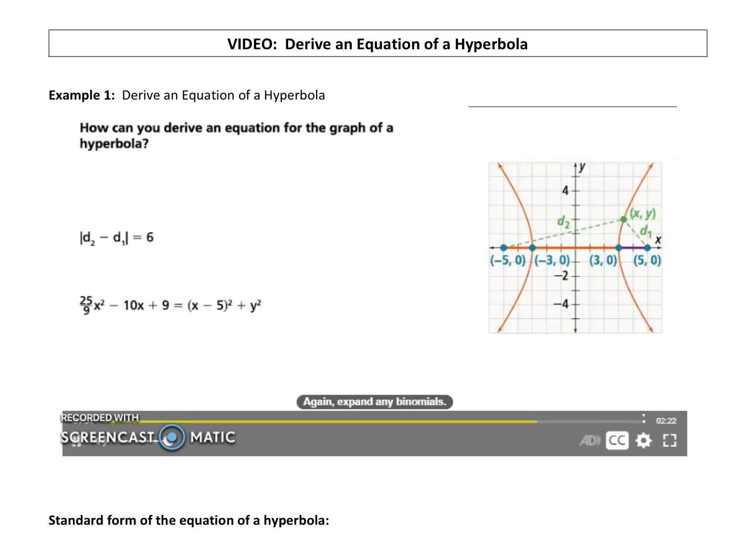Again, expand any binomials. Collect like terms with variables on the left side of the equation and constant terms on the right side. In this case, you need to divide both sides of the equation by 16 to make the right-hand side equal to 1. So the equation for this hyperbola is x squared divided by 9 minus y squared divided by 16 equals 1.